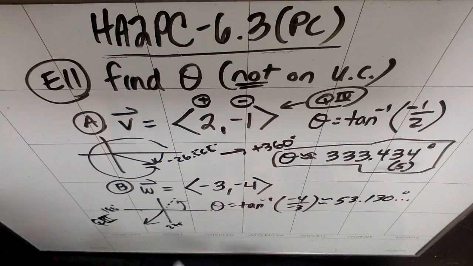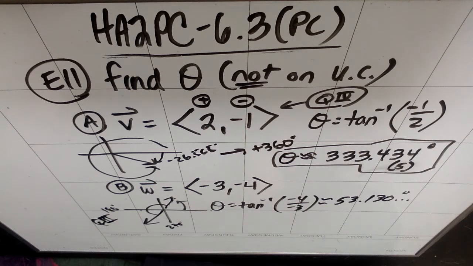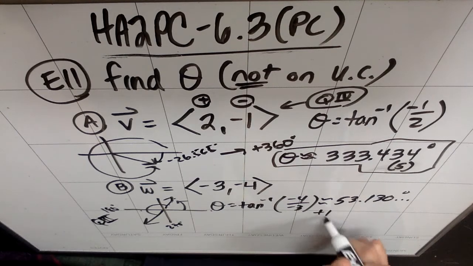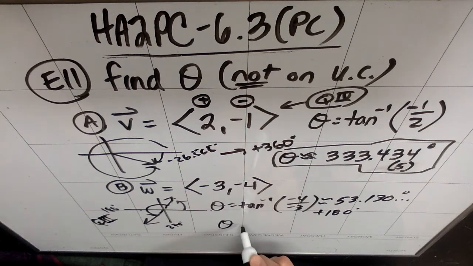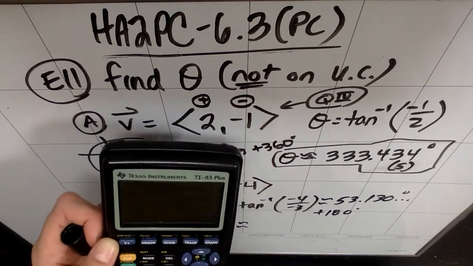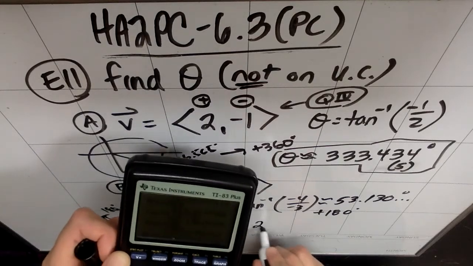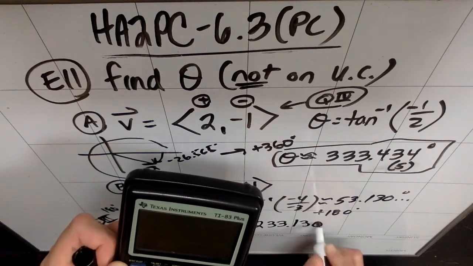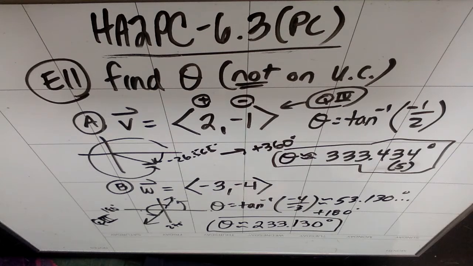I want this angle. What I want you to notice is that this angle is exactly 180 degrees off from the angle that I just found. So I have to add a half circle to get the angle I actually want. I'm just going to take this and hit plus 180, and then hit enter, and I get that theta is approximately 233.130 degrees, which is definitely in that window of quadrant 3 from 180 to 270. So we just want to keep in mind what quadrant we should be landing in. So that's how we find directional angles.